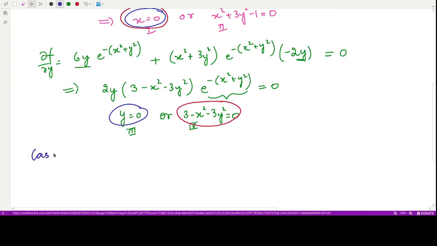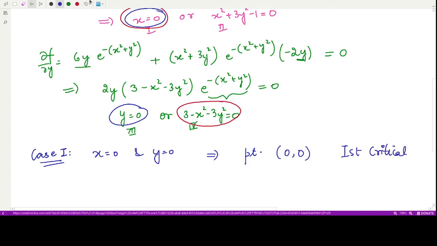Let me take cases. For the first case, you have x is equal to 0 and y is equal to 0. So your point here would be 0, 0. This is the first critical point that you obtain.